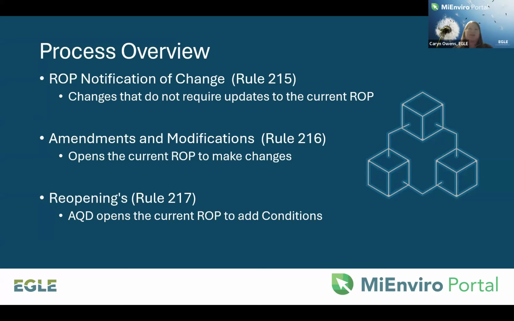The first one I'm going to cover is Rule 215, which covers ROP notification of change. What I want you to get from that is these are changes that do not require updates to the current ROP. The next rule that we're going to cover after that is amendments and modifications under Rule 216. These types of changes actually open the current ROP and will make those changes. And then I'll cover just briefly reopenings, which is covered under Rule 217. This is actually initiated by the AQD. We will open the ROP and add the updated conditions.